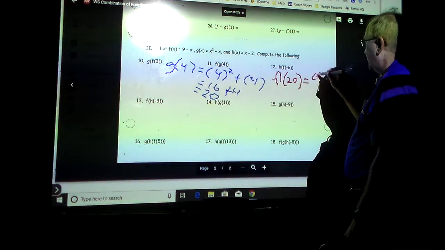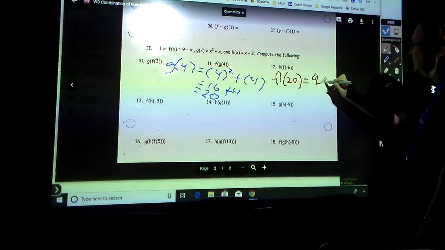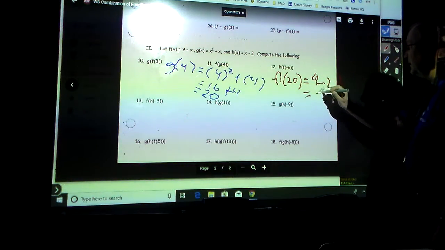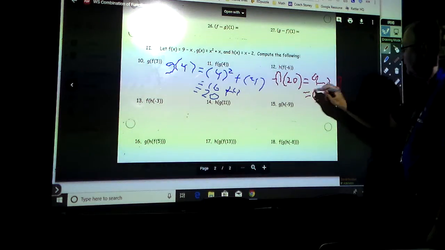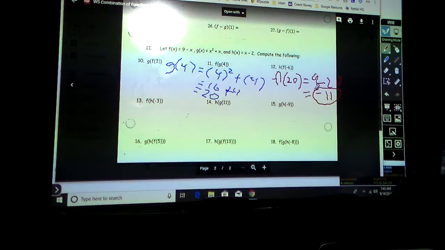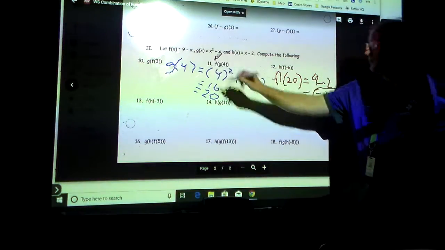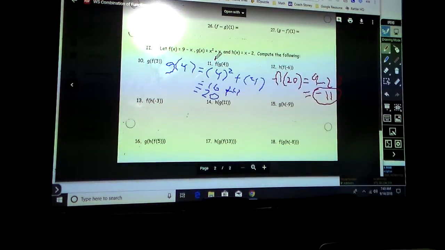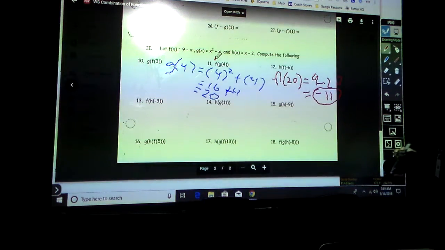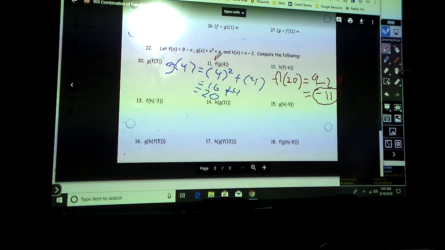So that means it would be what? 9 minus, oops, got my head in the way there. 9 minus 20, which equals what? Negative 11. So the answer to this problem, answer number 11, is negative 11. We already have that. I want to trash it out because of the way I do things from space and how I write. All right.